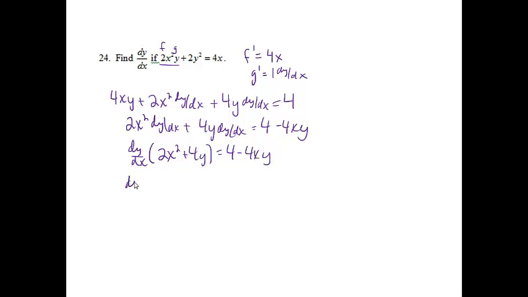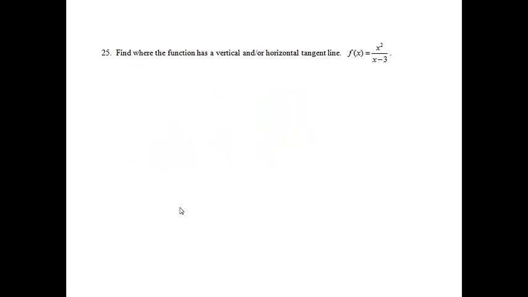And then the last thing to do is divide. So we'll have dy dx equals 4 minus 4xy over 2x squared plus 4y. And if you wanted to factor out a 2 from everything, you certainly could, but I am just very pleased with that answer already.